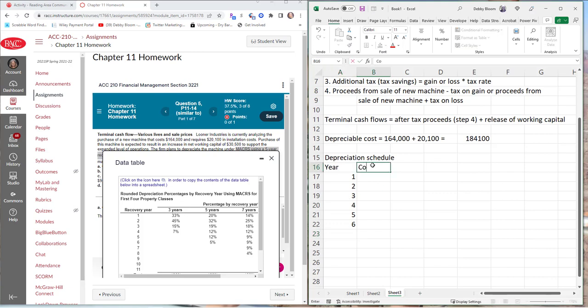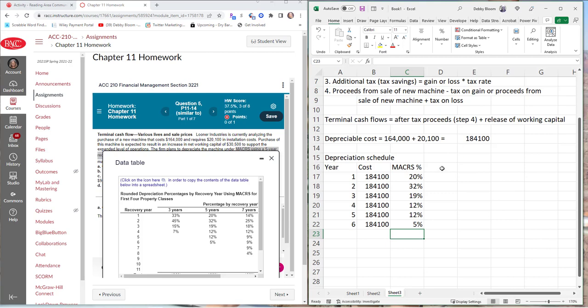So each year I'm going to put in the cost, which is going to be the $184,100. Each year I'm going to multiply the cost by its MACRS percentage. So those are given: 20%, 32%. I can't just write 32 in Excel. 32 is 3,200. 19%, 12%, 12%, and 5%.